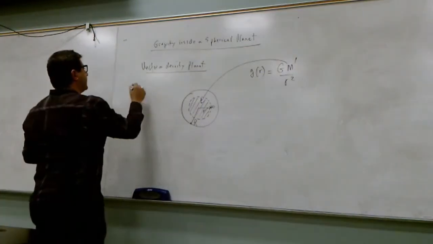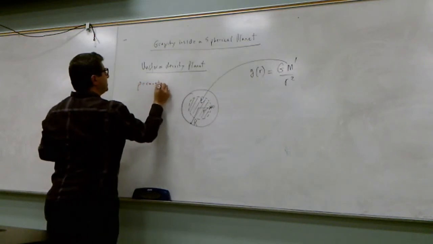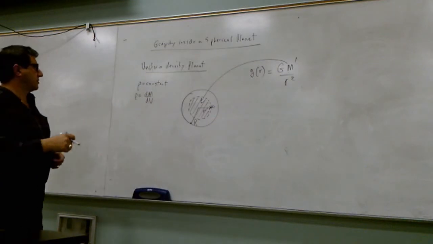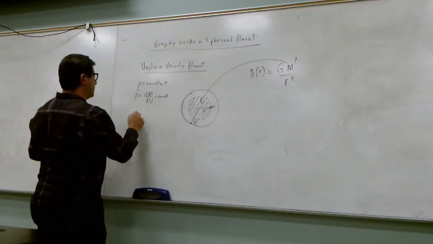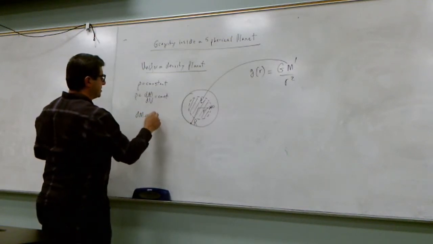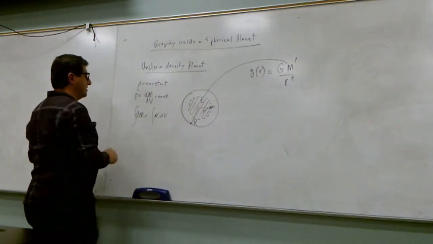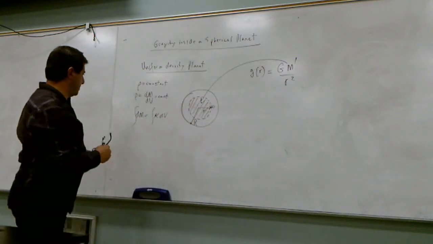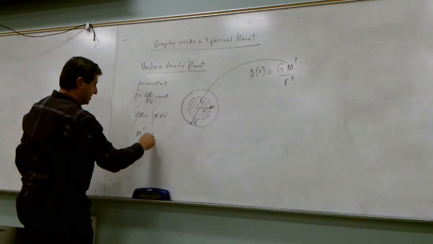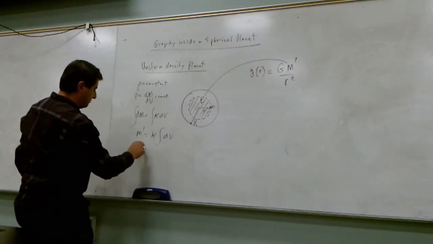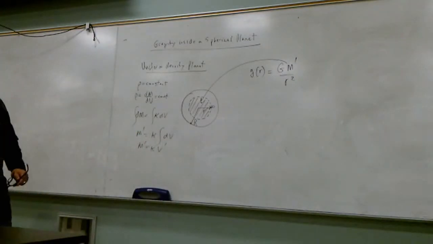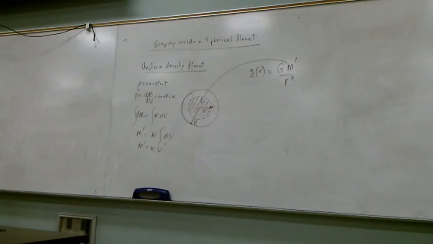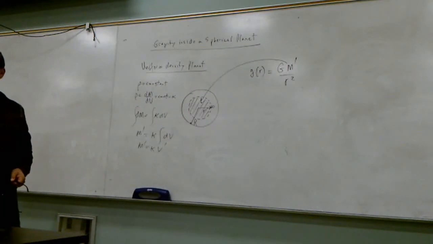If the planet is of uniform density, that means the density function rho is constant, and rho is defined as dm/dV, the mass per unit volume. If that's constant, then dm is going to equal some constant, let's call it kappa, times dV, and then you integrate that. If I want to know how much mass is just inside of this radius, then the integral of dm is m prime, which equals kappa times the integral of dV, so m prime is kappa times V prime. Whatever that constant value is, the density, m prime is that constant times V prime.